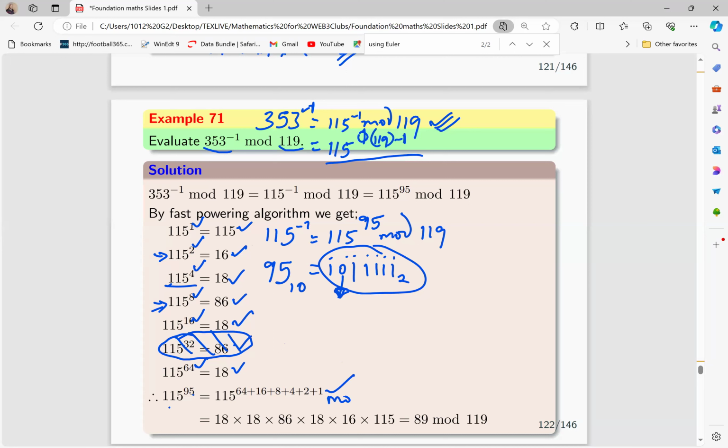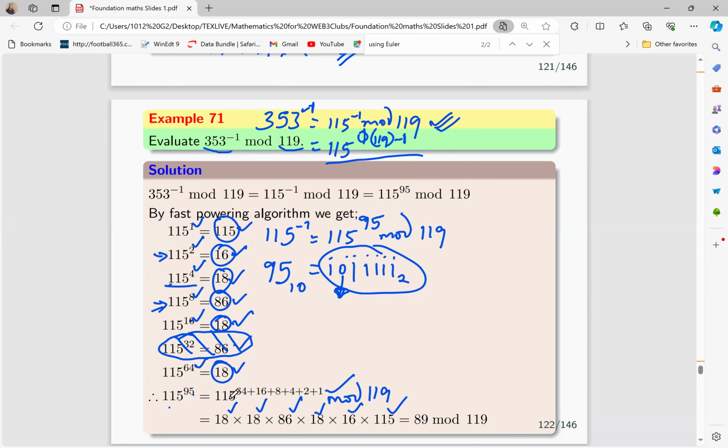Mod 119. But what is 115 raised to 64? It is 18. Raised to 16 is another 18. Raised to 8 is 86. Raised to 4 is 18. Raised to 2 is 16. Then raised to 1 is 115.